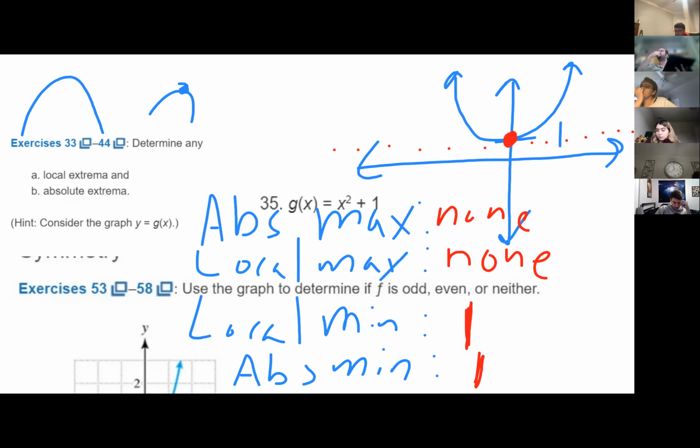Questions about this one? Are we getting these absolute and locals? Extrema?